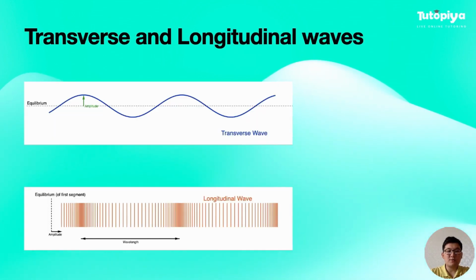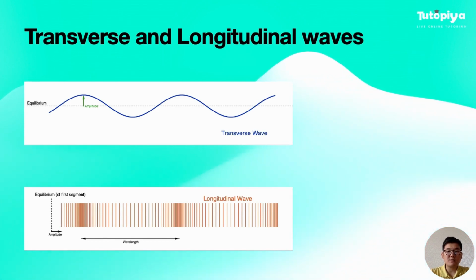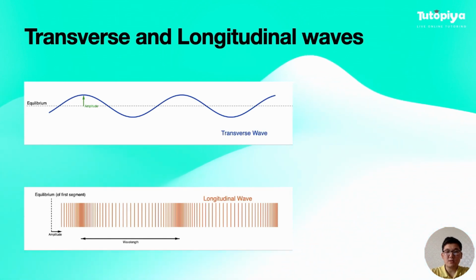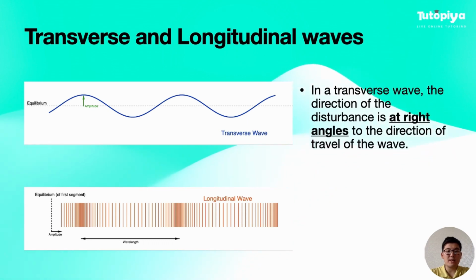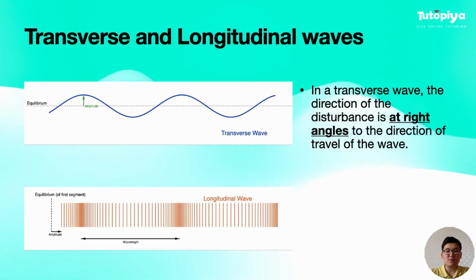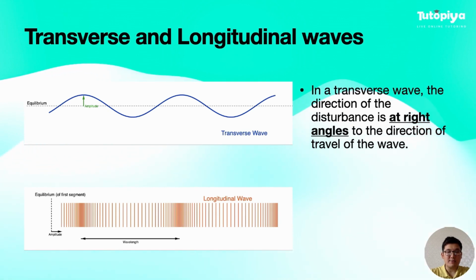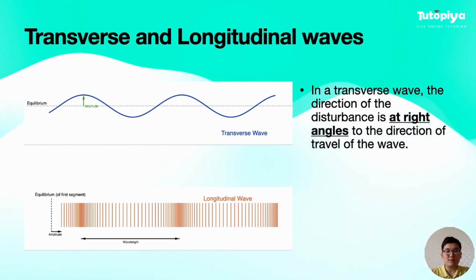There are two types of waves, transverse and longitudinal. In a transverse wave, the direction of the disturbance is at right angles to the direction of travel of the wave. In the first video, you can see that the wave is moving to the right, and particles oscillate up and down. These types of waves are called transverse waves.